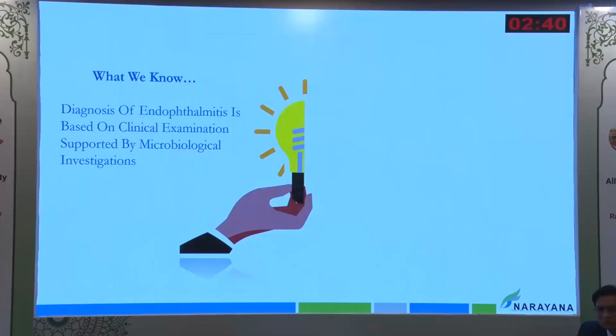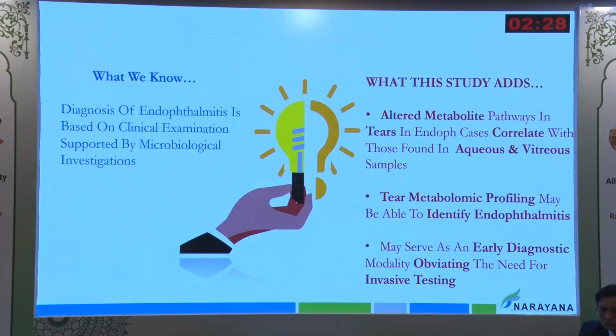So what was known was that diagnosis of endophthalmitis is based on clinical examination, and it is supported by microbiological investigation of a very invasive AC tap and a vitreous tap. What this study adds is, to the best of our knowledge, this is the first study which shows tear biomarkers which can predict the type of infection that is happening in the eye in endophthalmitis. The altered metabolites in the tears correlate wonderfully with aqueous and vitreous, and may serve as an early diagnostic modality, obviating the need for an invasive test.